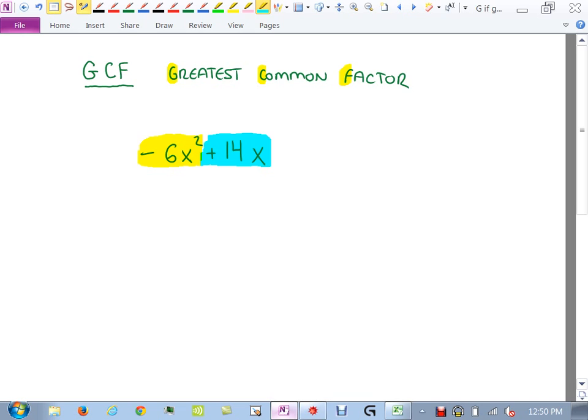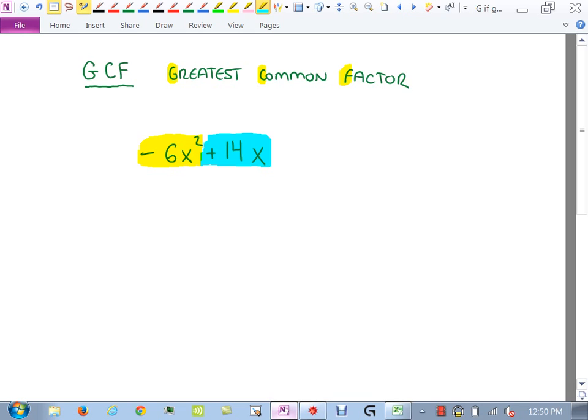Yes, right? Because what else goes into 6? 2 goes into 6, but the only other thing that goes into 6 evenly would be what? 3? But 3 doesn't go into 14. Or 6 goes into 6, right? But 6 doesn't go into 14. So the greatest common factor between 6 and 14 would be 2.